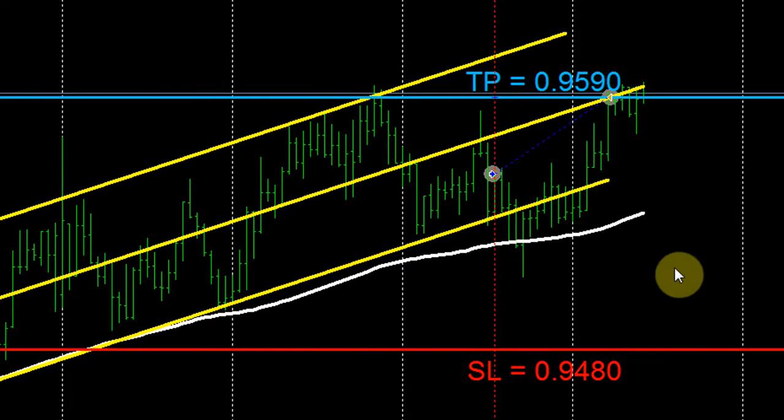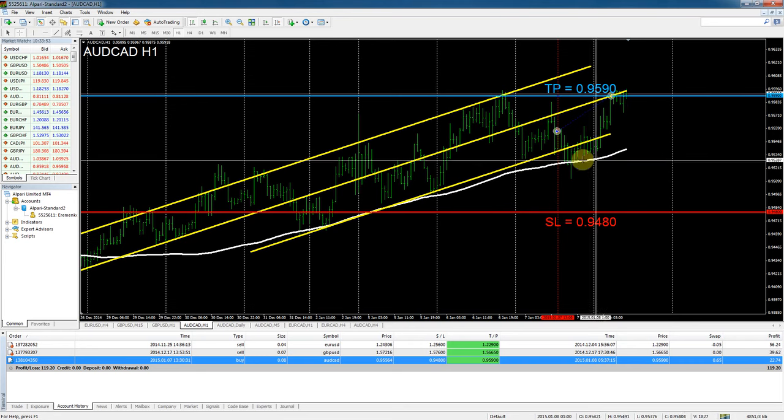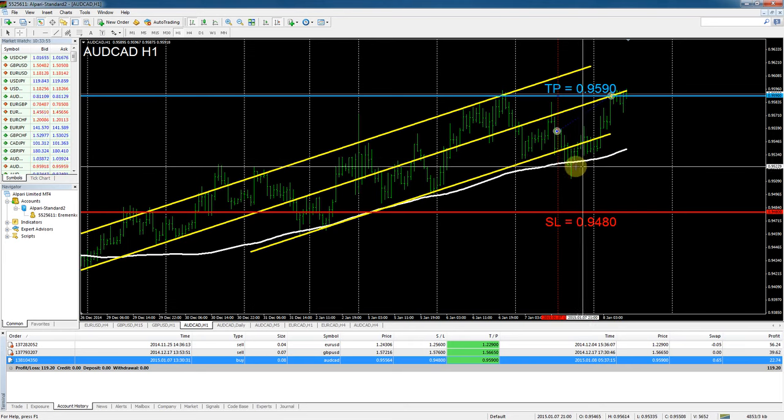So a couple of learnings from this particular order. The first one, and one of the most important ones, is that it's really good that we set the stop loss in this position where we did. A lot of the time traders tend to set the stop loss right under the channel, like right over here or maybe over here. As you can see, in this case it wouldn't have worked.